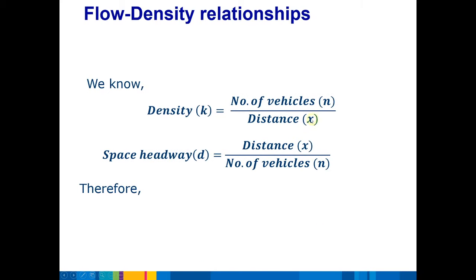We've got another relationship that we can see. Density is number of vehicles divided by distance. Space headway is distance divided by number of vehicles. So again, we have this reciprocal relationship. Density is 1 over space headway.